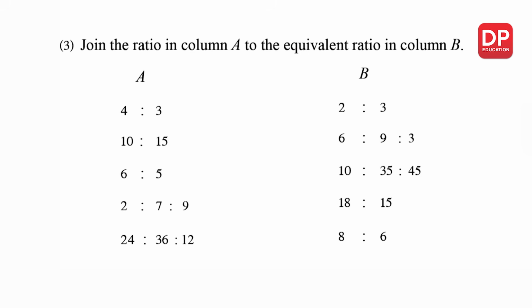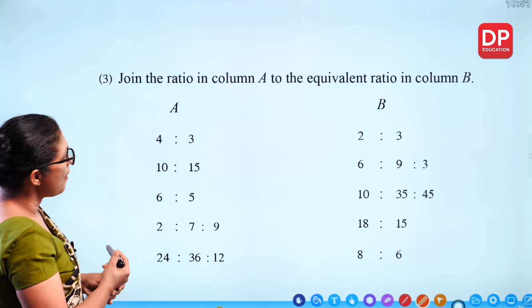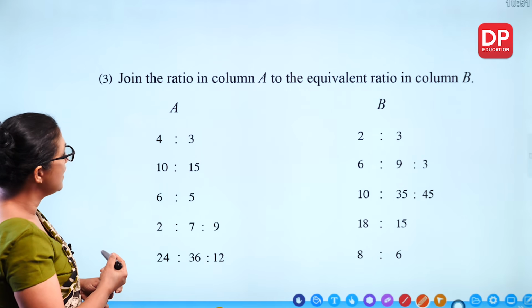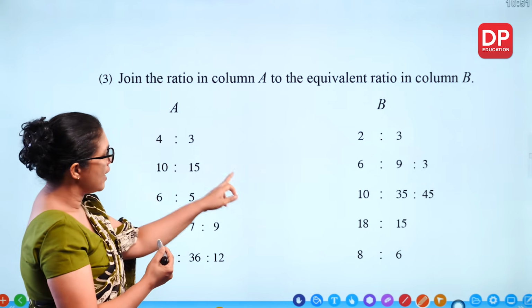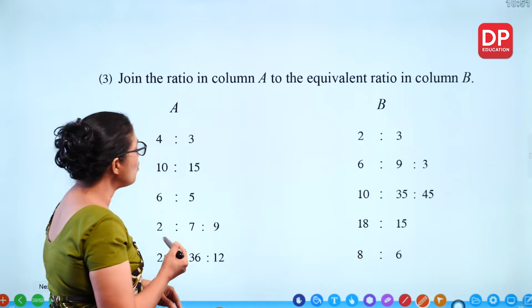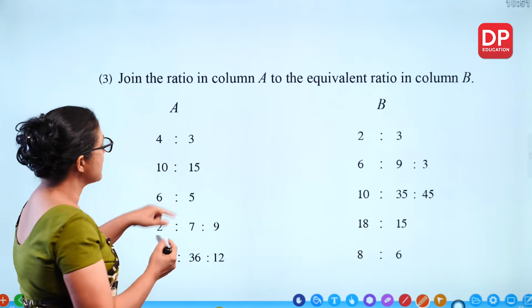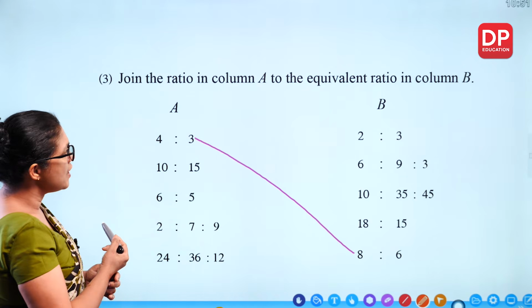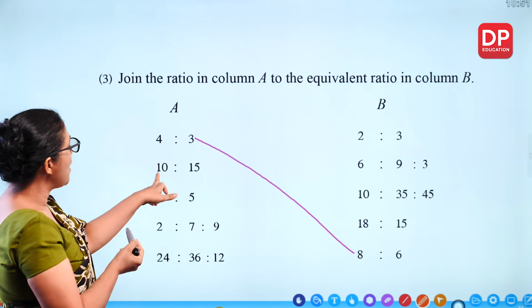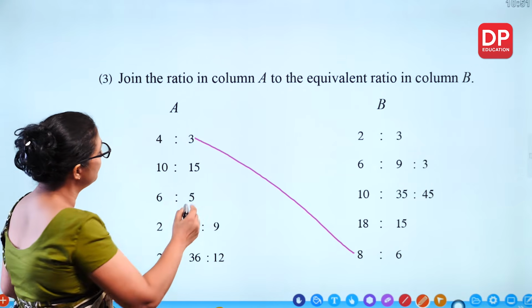Question number 3. Join the ratio in column A to the equivalent ratio in column B. 4 to 3 multiplied by 2, 8 to 6. So this is equal. 10 to 15 you can simplify. Divide by 5: 2 to 3.